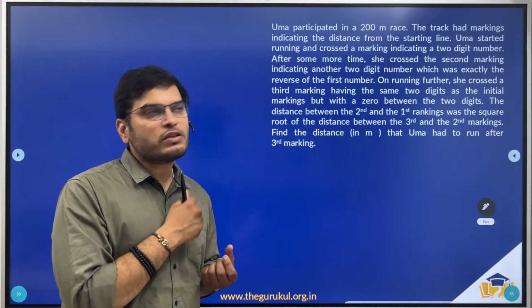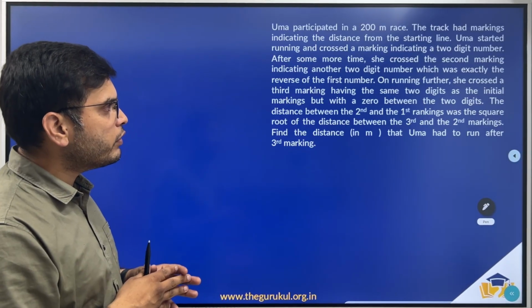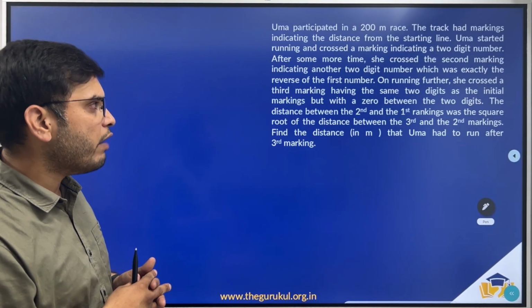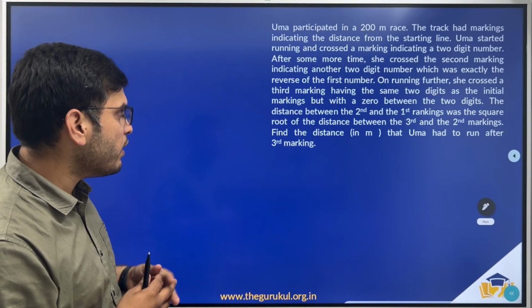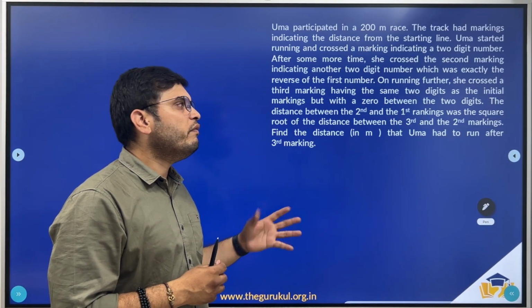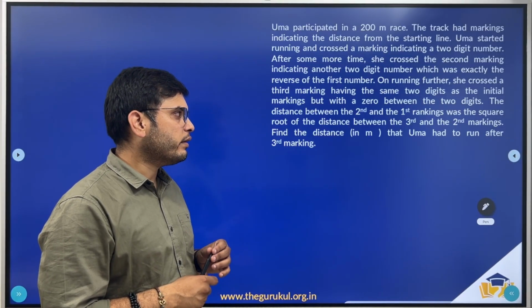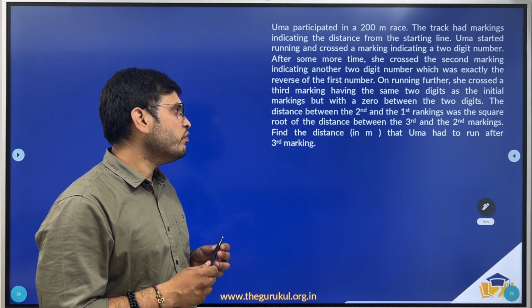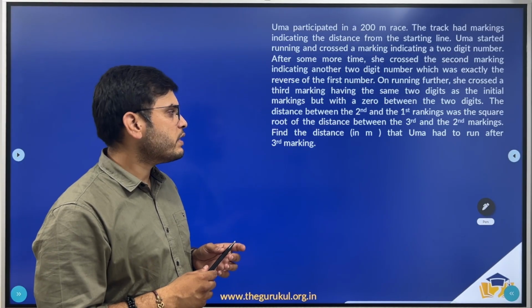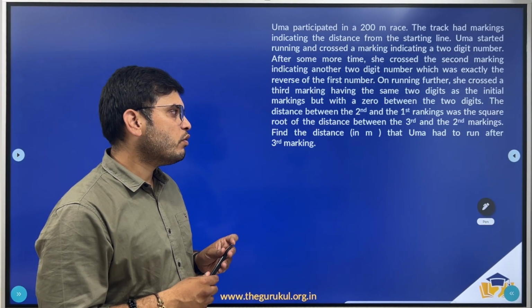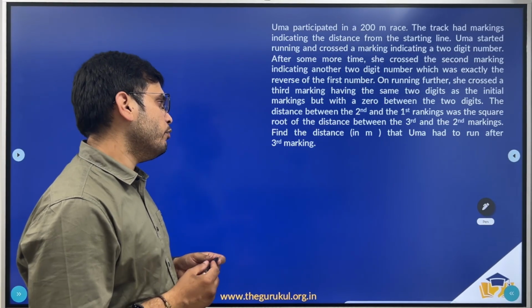So it's just the reverse of the digits. Now on running further, she crossed a third marking having the same 2 digits as the initial marking, but with a 0 between the 2 digits. The distance between the second and the first markings was the square root of the distance between third and the second markings. Find the distance that Uma had to run after third marking.